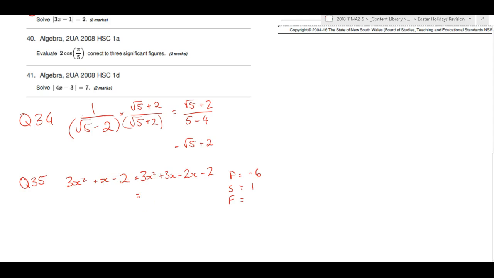Now I can group by pairs, so I can take a 3x out of the first two terms, and I get 3x outside of x plus 1, and I can take a negative 2 out of these, and I get x plus 1. How nice. So now I can factorise that again, and I get 3x minus 2 outside of x plus 1, and that's factorised. We don't go any further, we don't solve this, it's not equal to 0, we're just factorising it, and that's it, factorised.